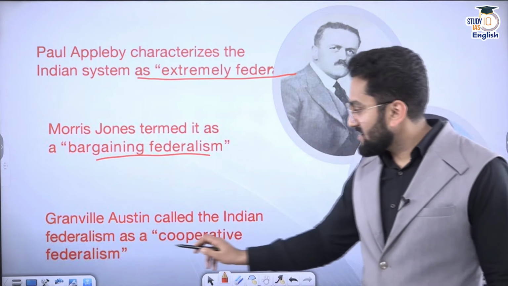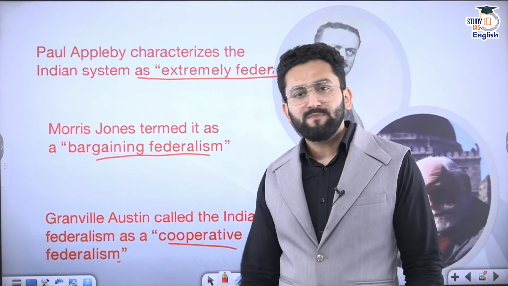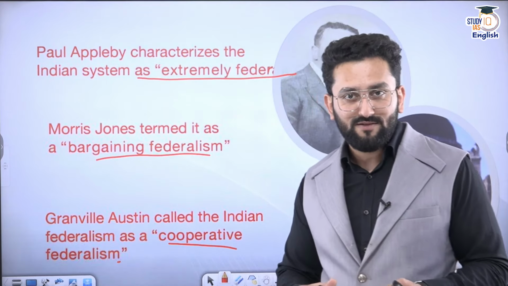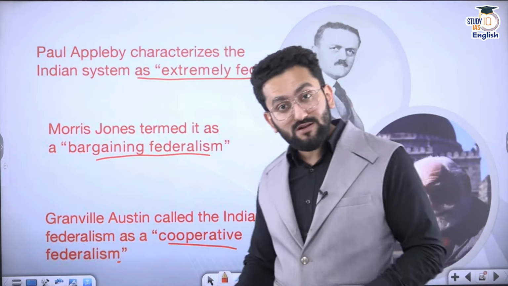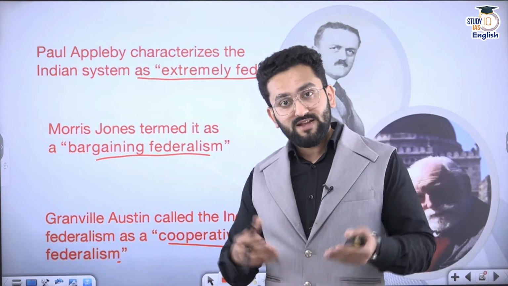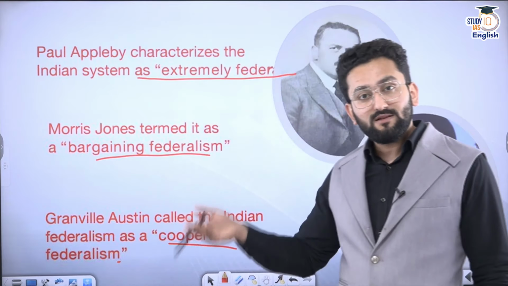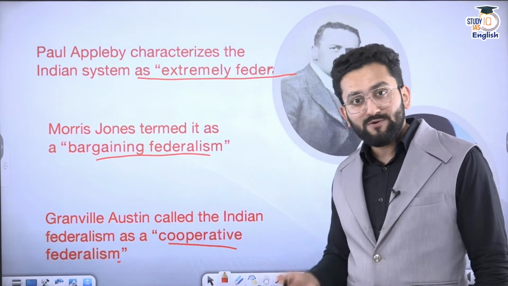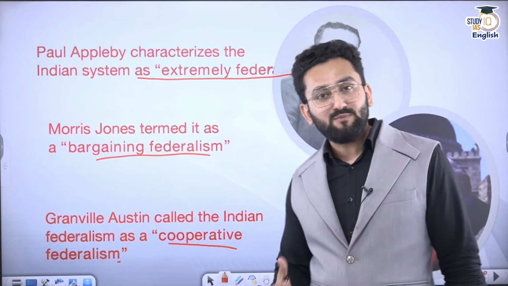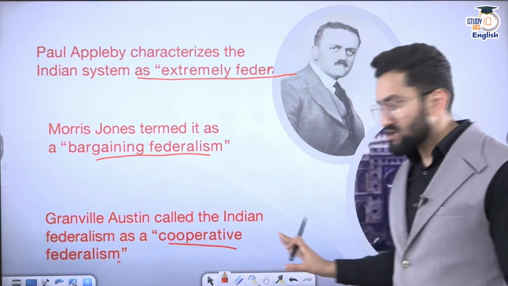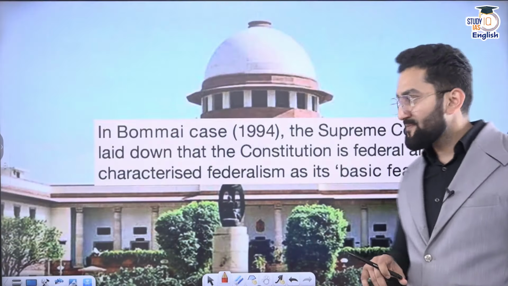Granville Austin calls Indian federalism a cooperative federalism. It means center and states have a lot of areas where they both cooperate. For example, Niti Aayog and the GST Council. In the GST Council, both center and states are there, right? And they take part in deciding what the GST slab should be. And Niti Aayog, when it comes to big ideas, takes into consideration the views of states, checks the practicability of those ideas and gives recommendations to the center on whether such a policy can be made for that state. So Granville Austin's cooperative federalism can be seen here.